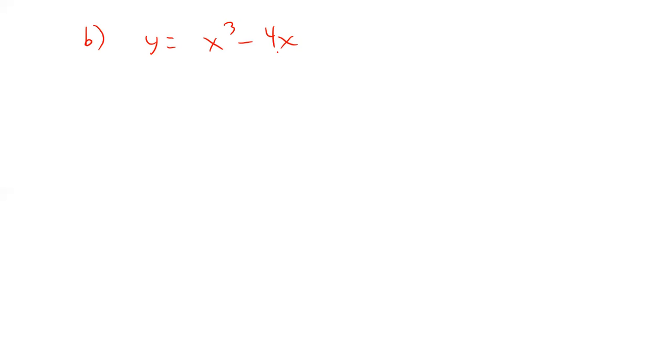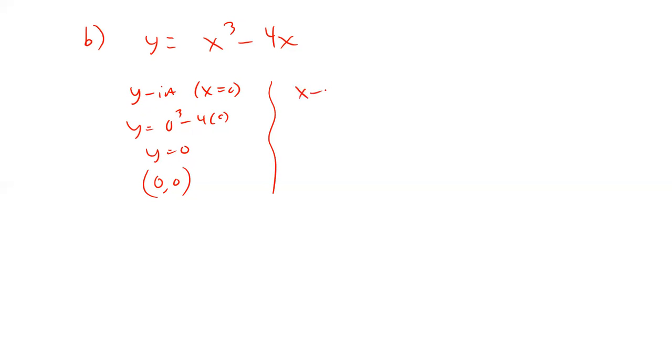Cool. All right, let's go with it here. So going and finding the y-intercept, since that's the easiest, we're going to plug in a 0 for the x. And if we do that, we get ourselves a 0. Okay, so I got 0, 0. Very okay there with the y-intercept. We'll jump into x-intercept.